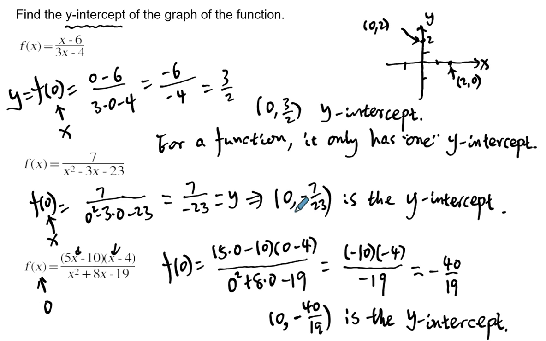Here again is (0, negative 7 over 23). And the first y-intercept is (0, 3/2). Alright? Alright, I'll see you next time.